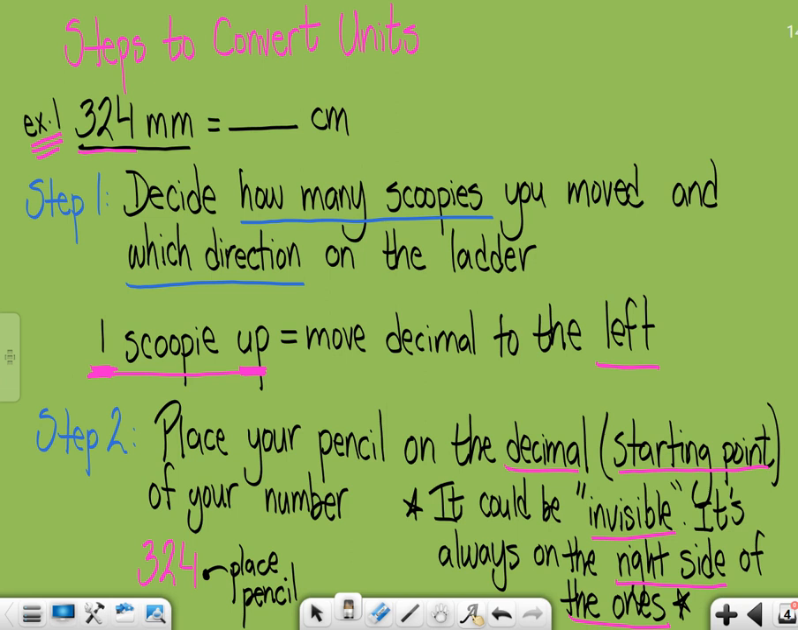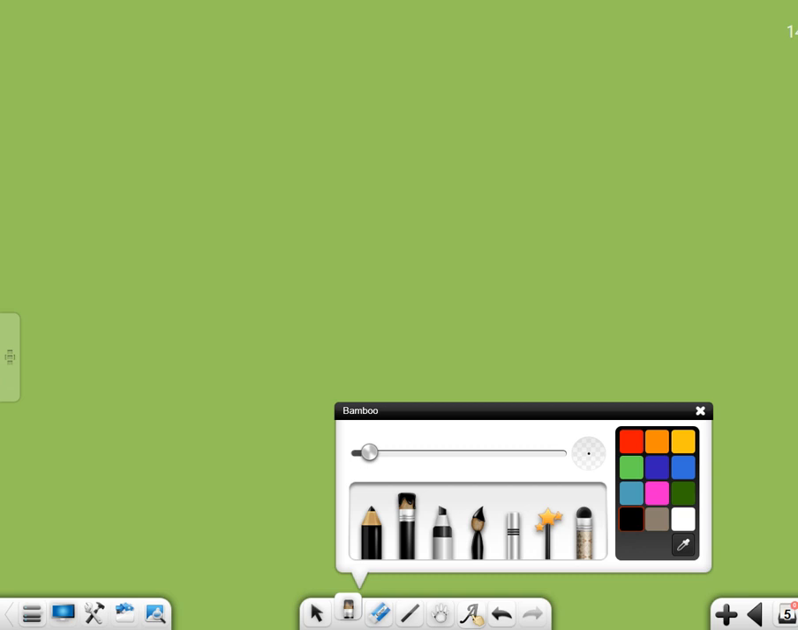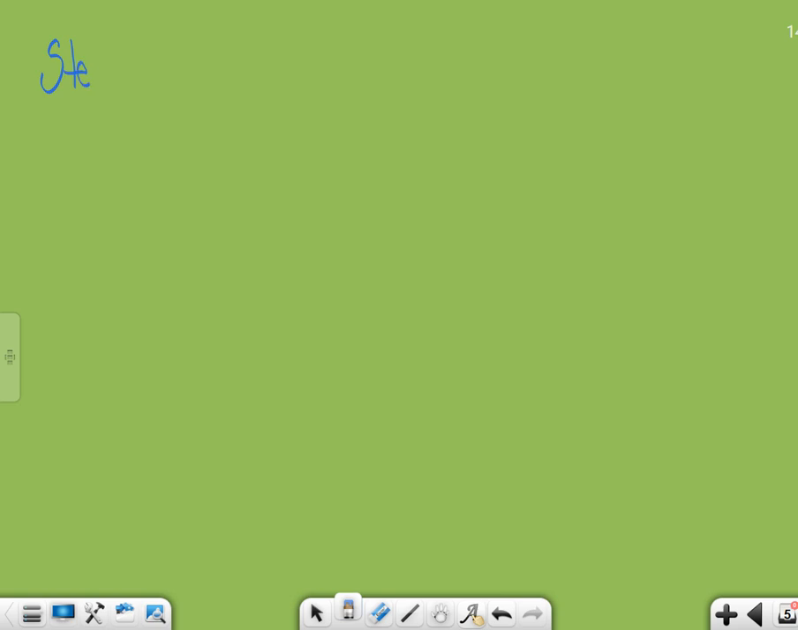So step 1, I decided how many Scoopies I need to move and which direction. And I decided that I moved 1 Scoopie up, which means I'm going to the left. And then step 2, I'm about to start doing some movement. So I have to first place my pencil where the decimal is. Since there was no decimal, it was an invisible decimal, I know it's right next to the ones. Okay, let's keep going. This is the second last step, step 3. We're almost done.